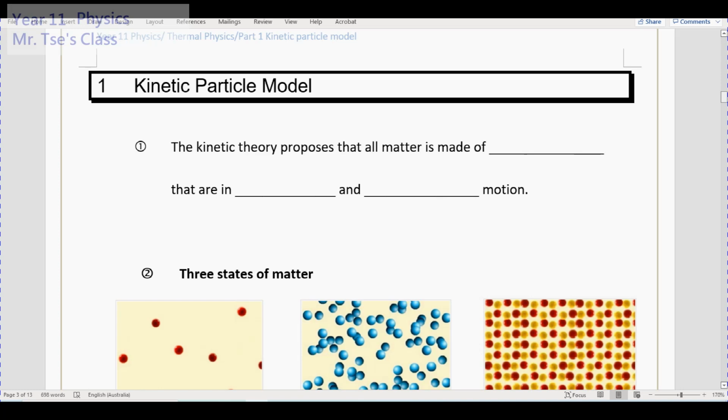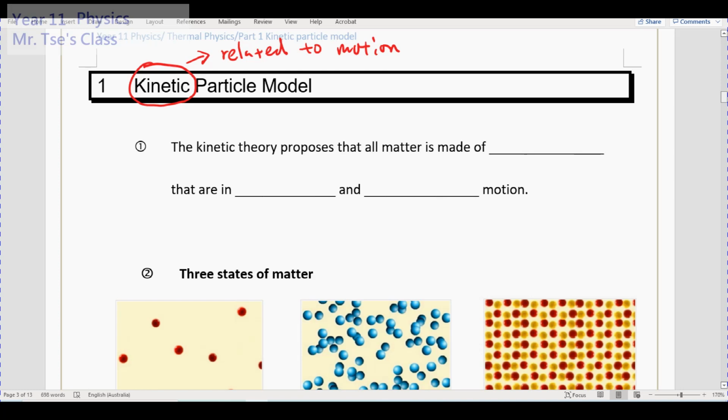Kinetic theory model, kinetic particle model. Okay, the word kinetics, what does it mean? It just means anything related to motion. So kinetic particle model means how particles move in matter.